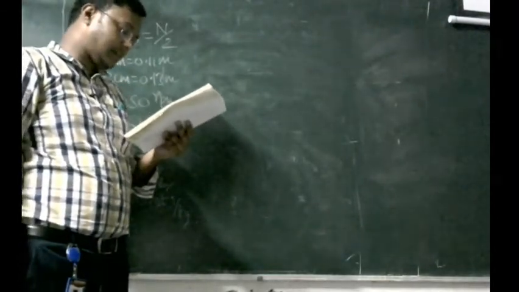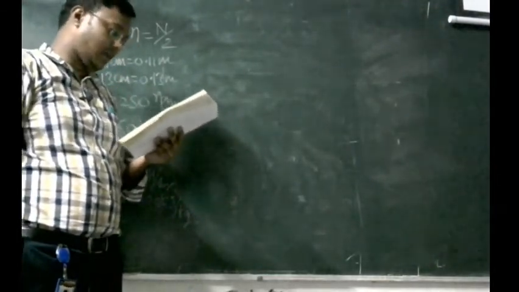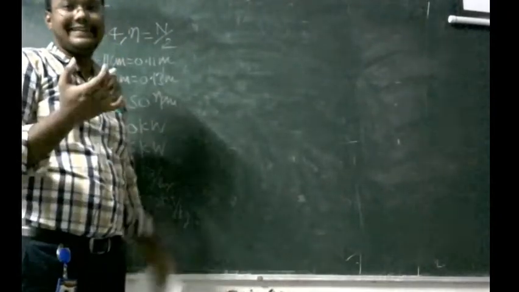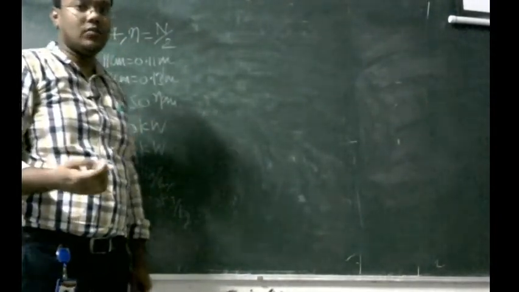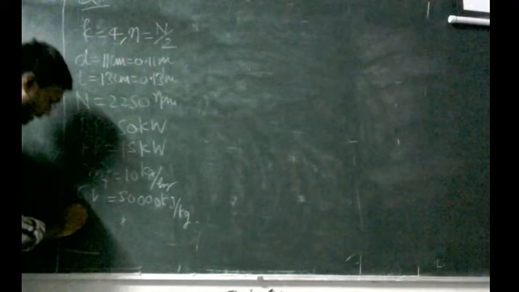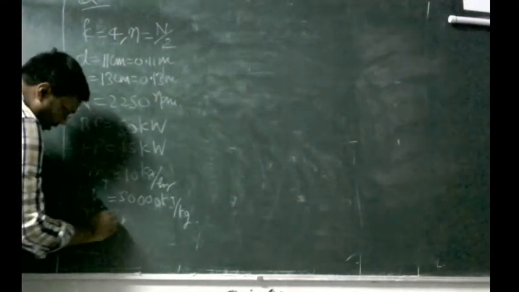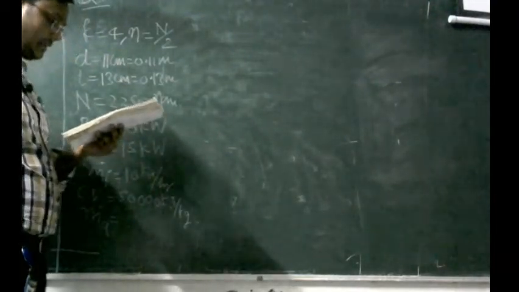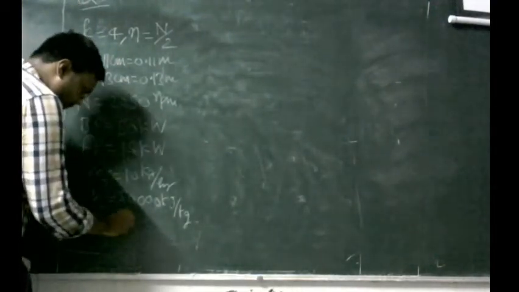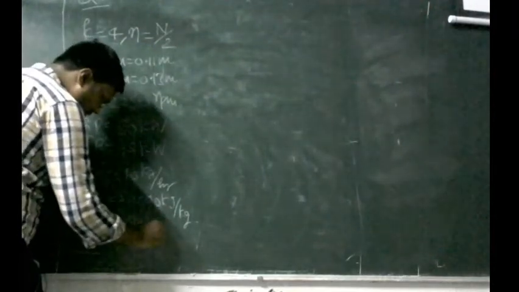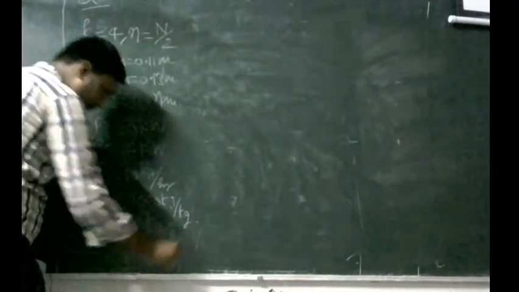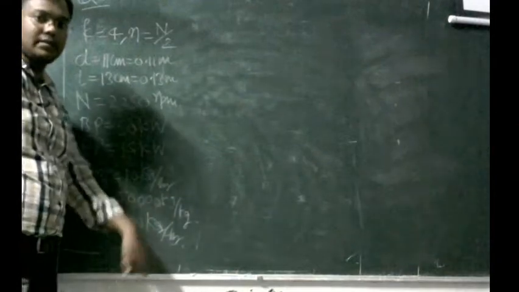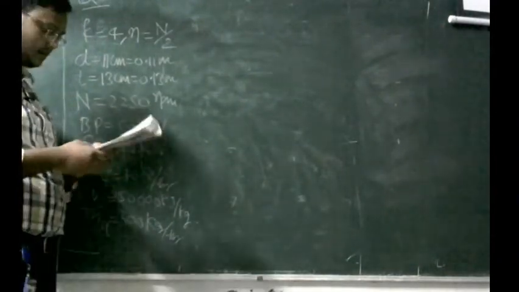Air inhalation rate is equal to 300 kg per hour. This means the rate of air intake inside the engine is given. So it is basically m dot a, and m dot a is given equal to 300 kg per hour. We can calculate the value in kg per second by dividing by 3600.